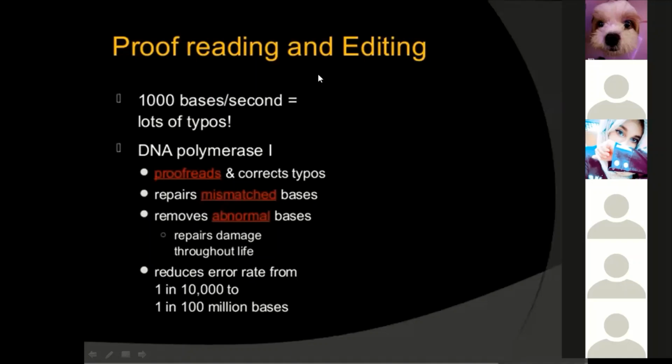So DNA polymerase 1, in case of E. coli, reduces the error rate from 1 in 10,000 to 1 in 1,000 million bases. See, it's such a complex system, but because of the proper functioning of the genes and all, things will be in proper shape. There won't be mismatches and all.